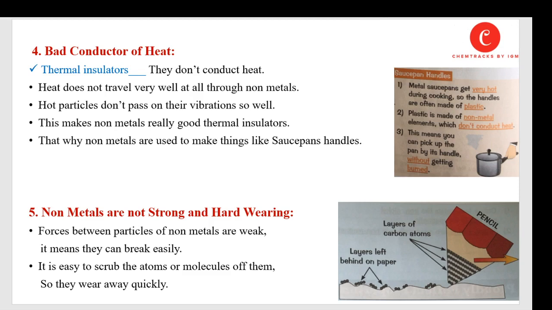The bad conduction of heat for non-metals also has some advantage for us, because metal saucepans get very hot during cooking, so the handles are often made of plastic, and plastic is made up of non-metal elements which don't conduct heat. This means you can pick up the pan by its handle without getting burned. So this is the advantage of bad conduction of non-metals.